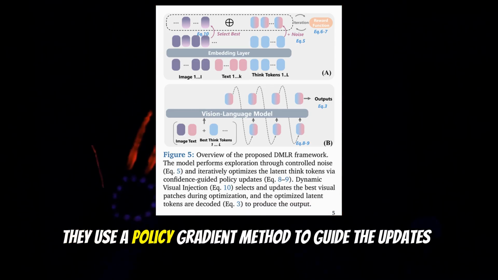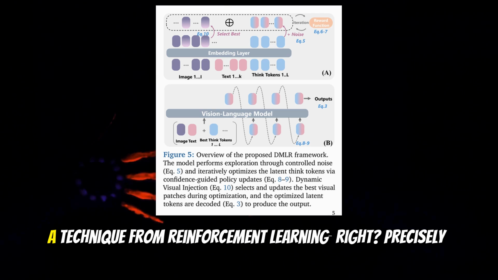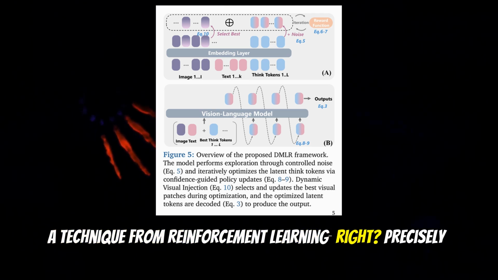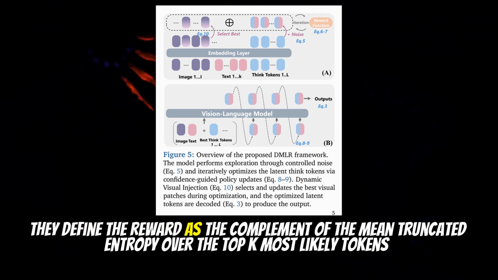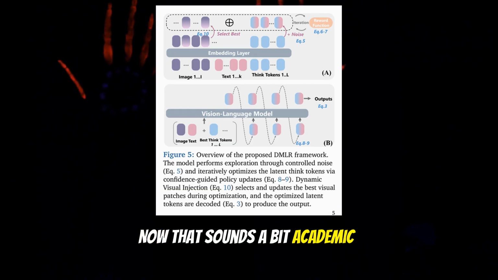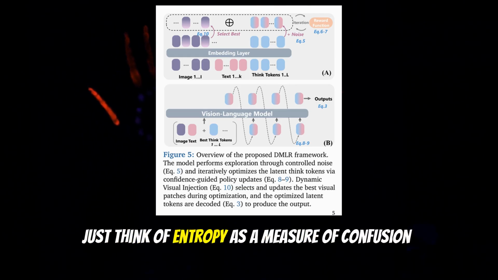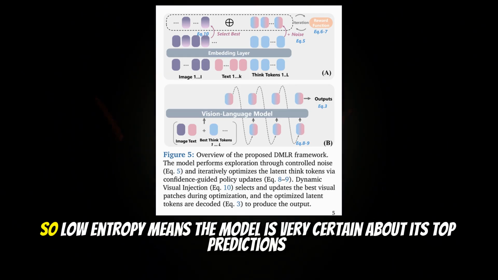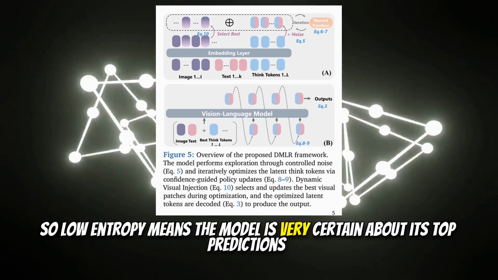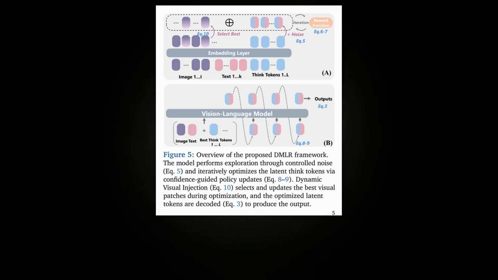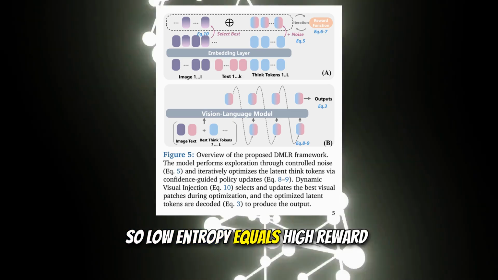They use a policy gradient method to guide the updates. A technique from reinforcement learning, right? Precisely. They define the reward as the complement of the mean truncated entropy over the top-k most likely tokens. Now that sounds a bit academic. Yeah, break that down for us. Just think of entropy as a measure of confusion. So low entropy means the model is very certain about its top predictions. High confidence. So low entropy equals high reward.